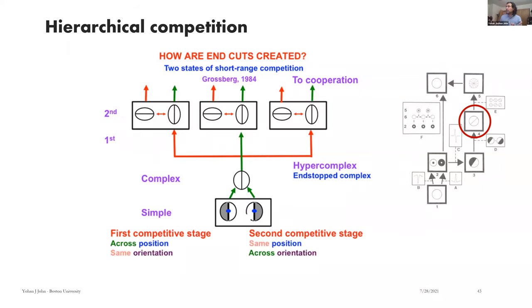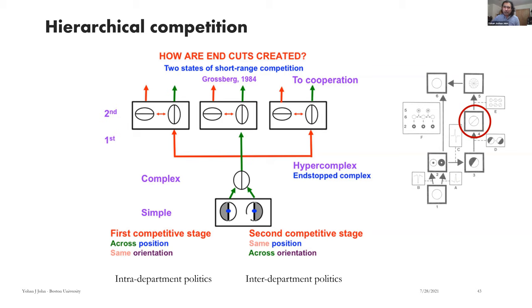So there are a couple of different stages of competition. There's a cross-position, same-orientation stage, so that orientations that are the same across the visual field, if they align, they cooperate. If they don't align, they inhibit each other, so that what ends up being contributed by the simple cells is a result of that competition. Then you have another stage of competition where at the same position, different orientations are competing. It's a little complicated, but all of these pieces are necessary. This is the principle of minimal anatomies at work, which is that there's a lot happening here, but all of them play a key role.